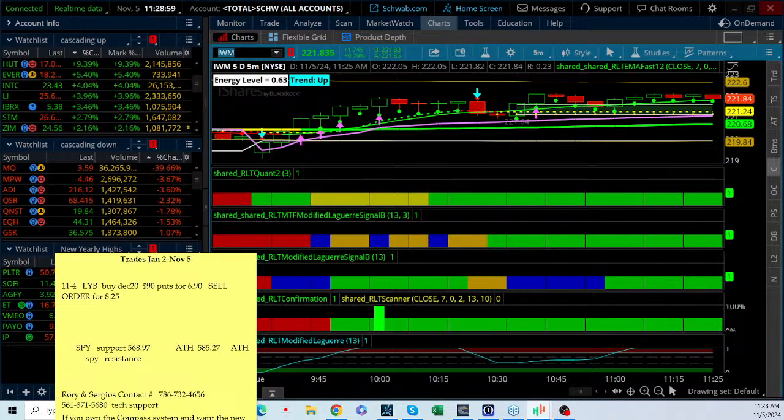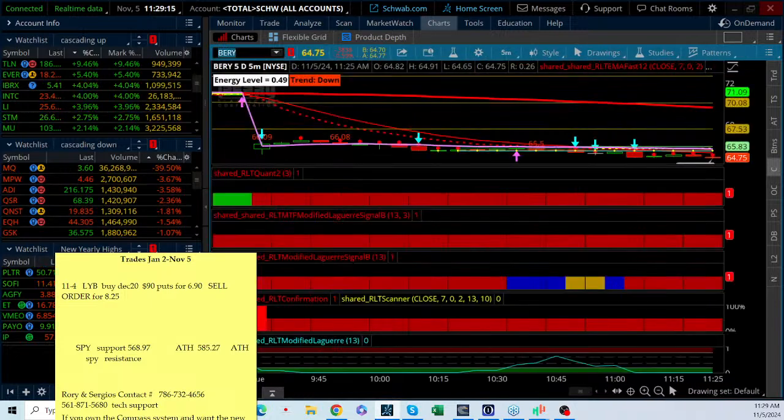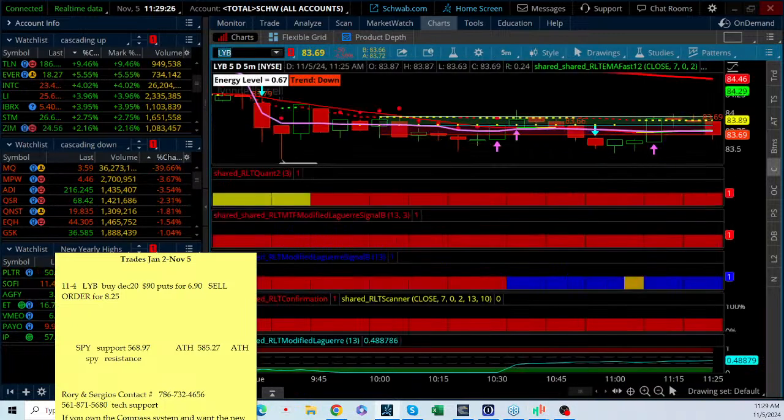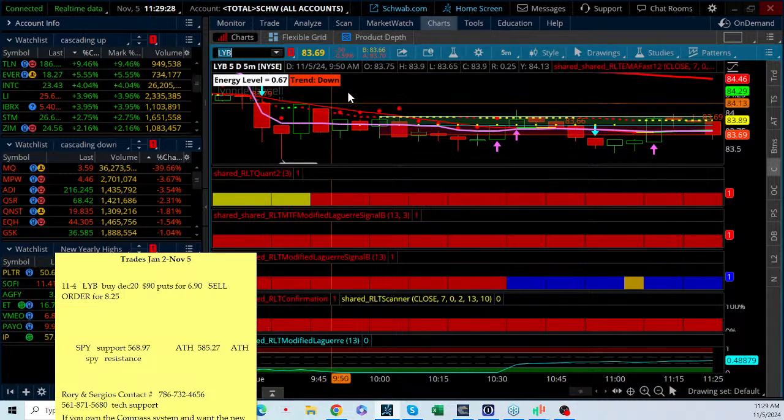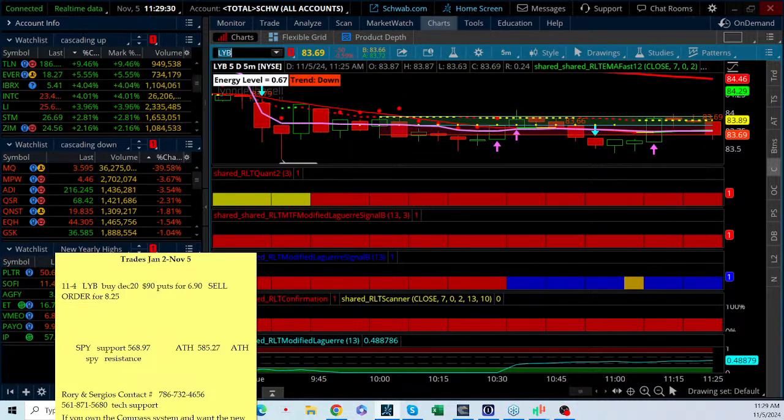Teradata, TDC, down quite a bit today. BERY also down quite a bit. They don't have earnings till the 21st, but it's down quite a lot this morning. Big gap down. Again, we're short LYB from yesterday, and just chopping around right now. It's down this morning, which is good. It's still down. Again, we got a sell order in on that one.